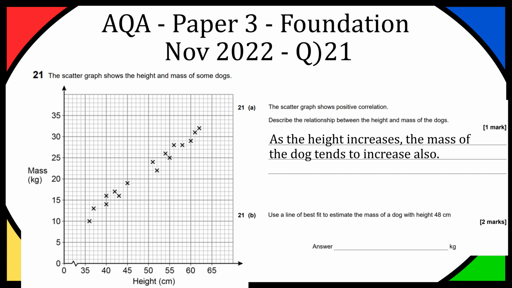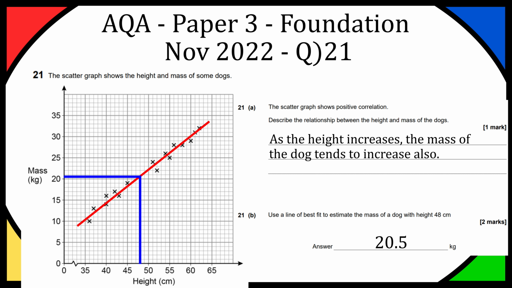So I put my red line here, and now using that we need to estimate the mass of a dog with height of 48 centimeters. So let's draw a line going straight up from 48 centimeters, and then if we draw a corresponding horizontal line from that point, it will give us the estimated mass of the dog. So I've gone for between 20 and 21, so it looks like it's going to be 20.5 kg for the height of a 48 centimeter dog.